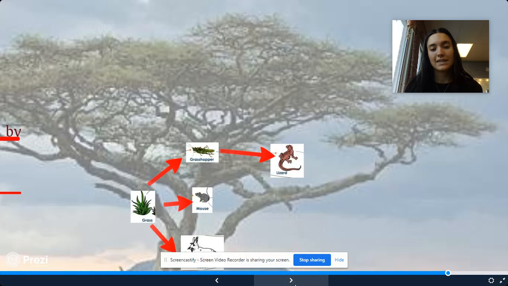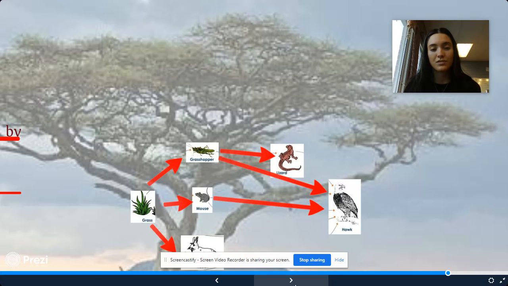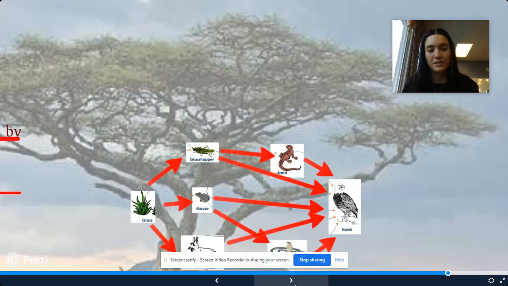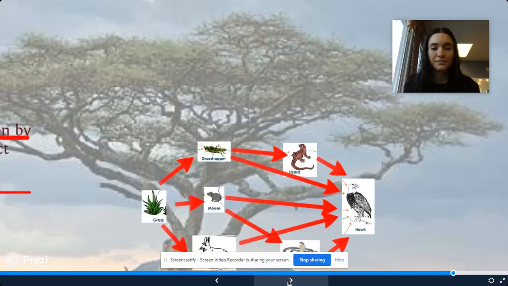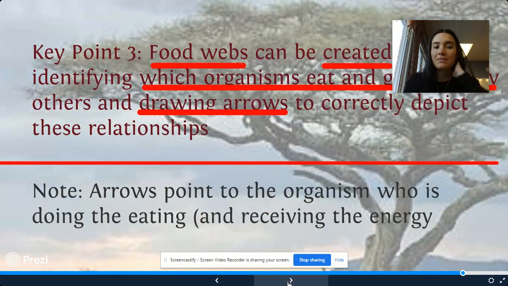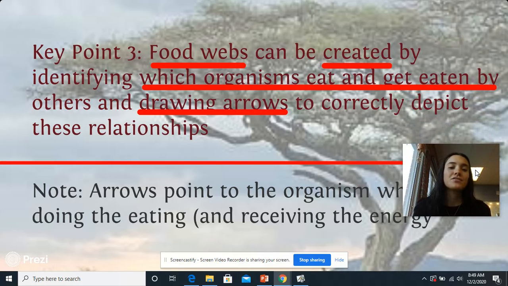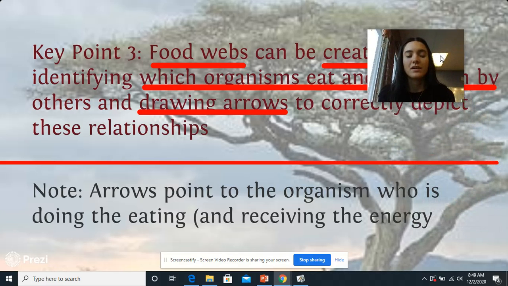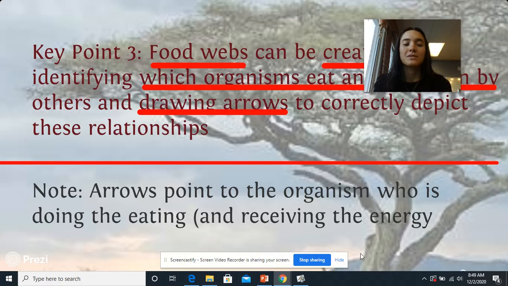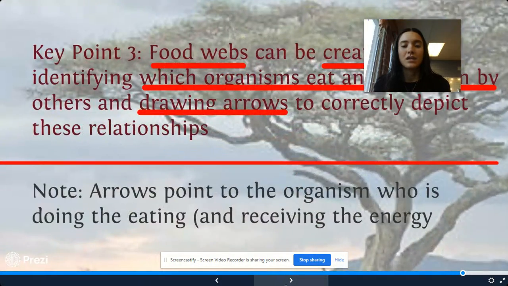Now we have a lizard as a secondary consumer, a hawk as a secondary consumer, and a snake as a secondary consumer. But then we added this snake and lizard in between, so now this hawk in this food chain is the tertiary consumer. So food webs can be created by identifying which organisms eat and get eaten by others and drawing arrows to correctly depict these relationships. So like we said before, arrows point to the organism who is doing the eating and receiving the energy.